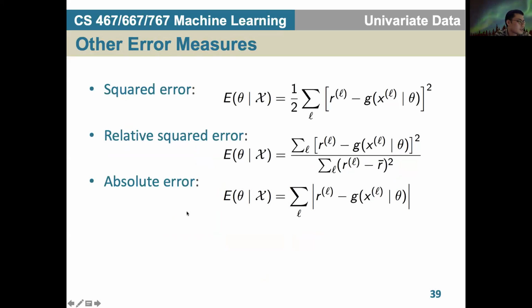So there's also a concept called absolute error. Okay, absolute error. And absolute error, instead of taking the square, you take the absolute value. Right. So what's the difference here? Let me give an example.